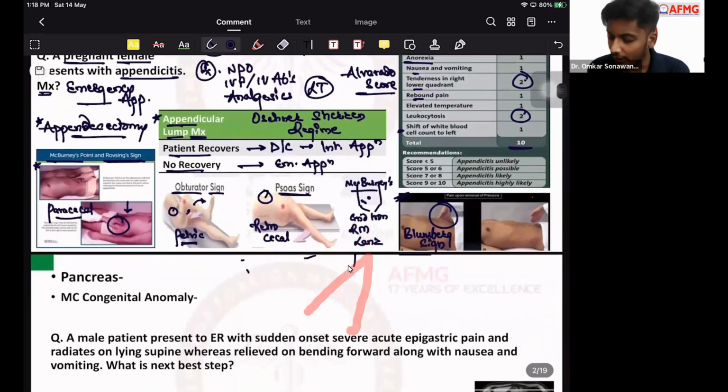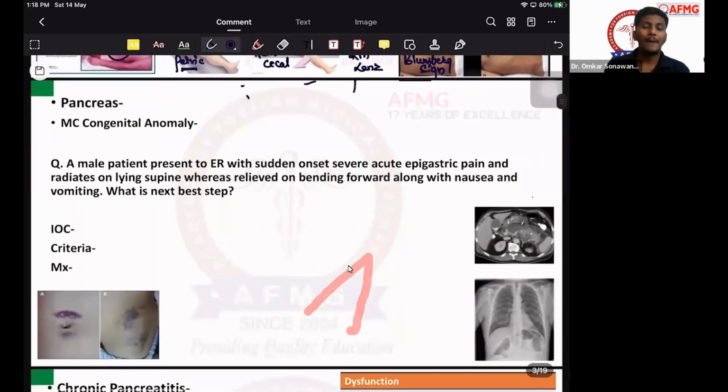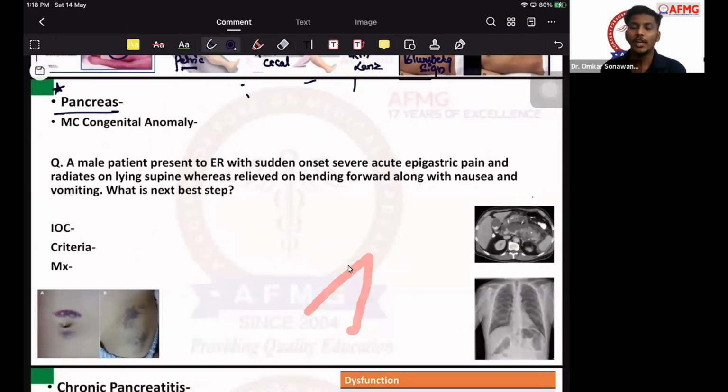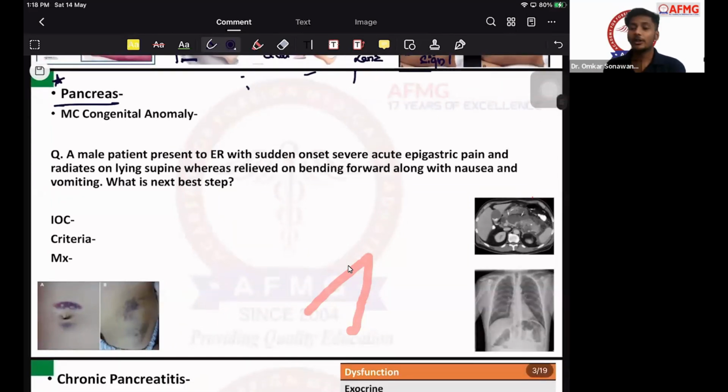Then if I talk about a retroperitoneal organ, that is your pancreas. Please remember, if they ask you the location of pancreas, the pancreas is retroperitoneal in location, behind the peritoneum. Pancreas is important because if there is pancreatitis in a patient, it is again a surgical emergency. You need to treat it there itself.